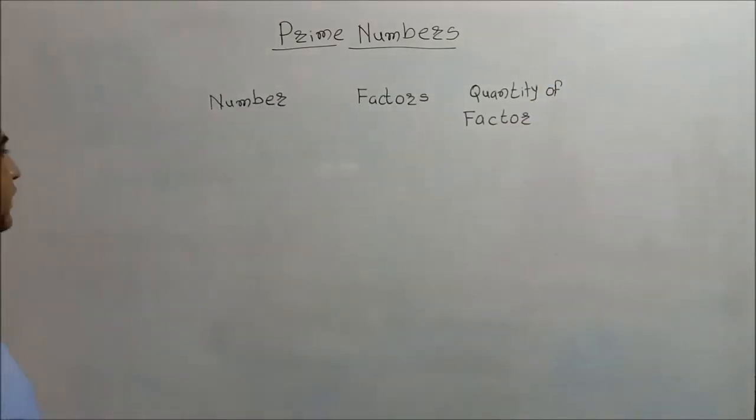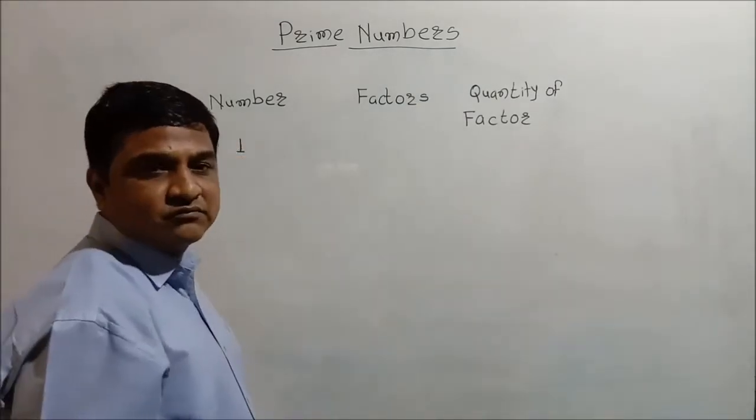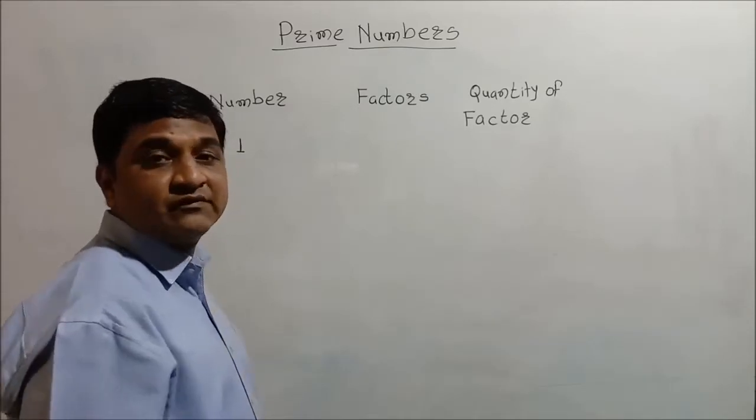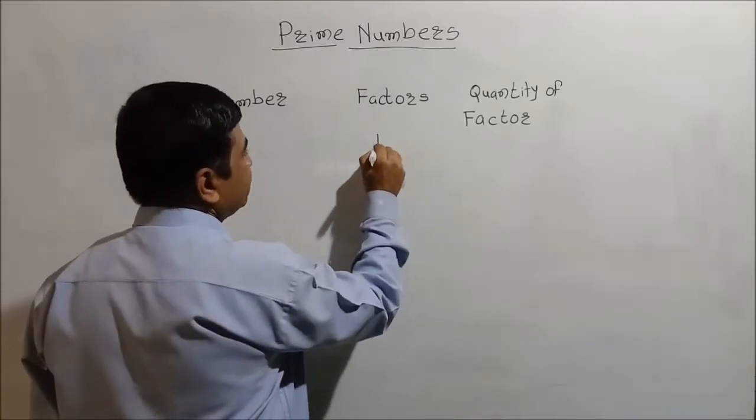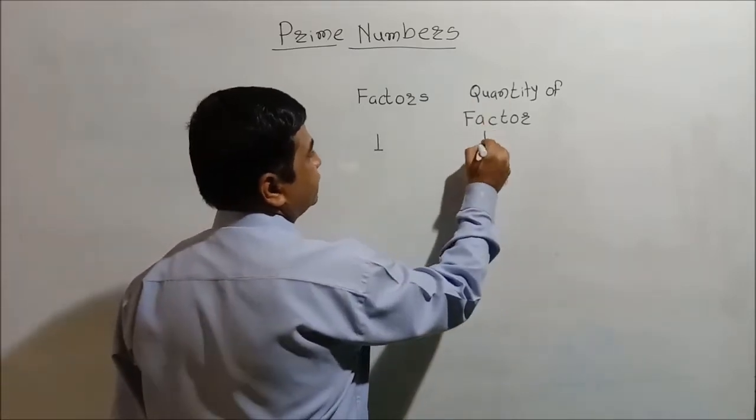So we'll start with 1. What is the divisor of 1? The perfect divisor of 1 is 1 itself. So we have only one factor for 1, and that is 1. So the quantity of factors is 1.